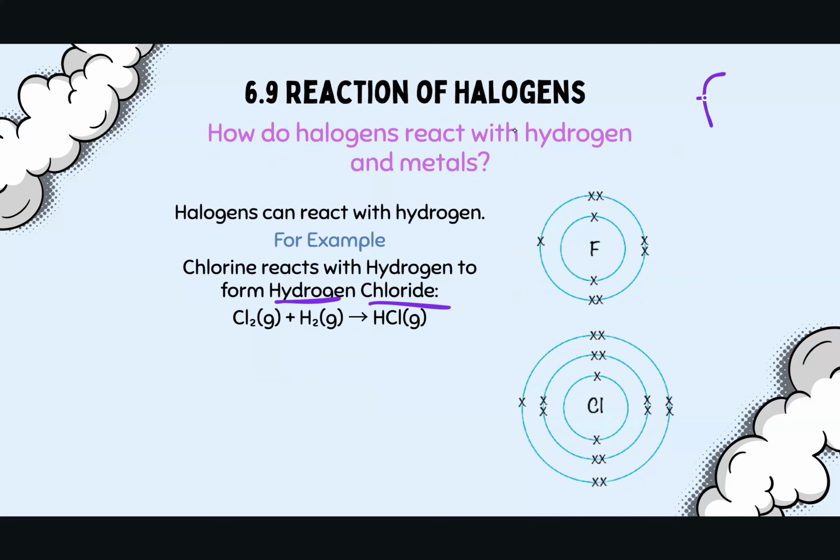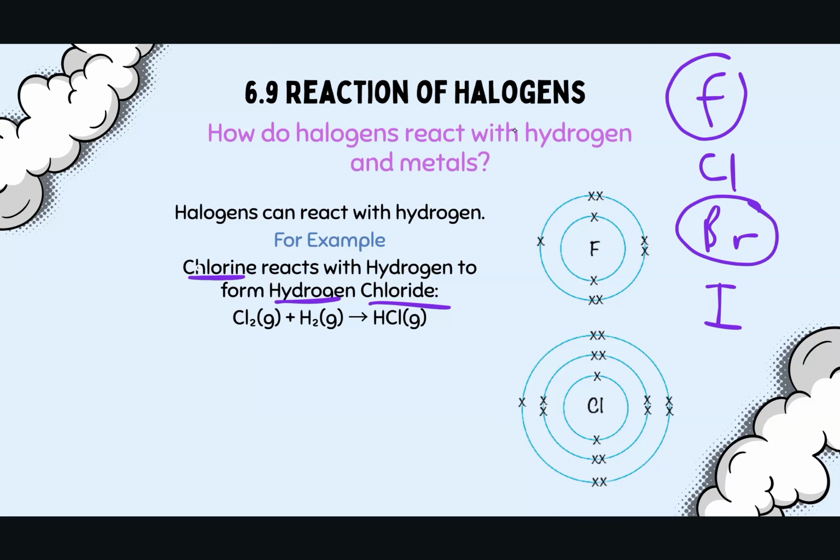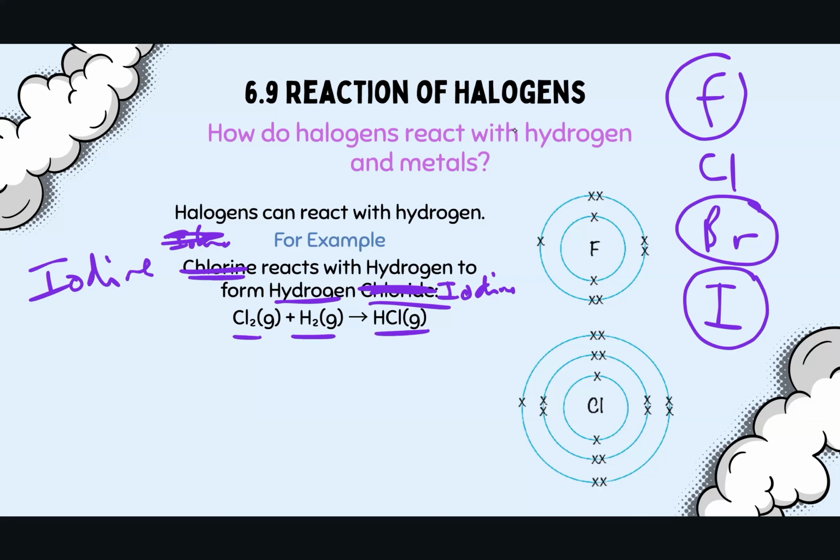So we've got fluorine, chlorine, bromine, iodine. Instead of chlorine, we react bromine. It's going to make hydrogen bromide. Fluorine reacts with hydrogen to make hydrogen fluoride. Instead of chlorine, we use iodine. So iodine reacts with hydrogen to form hydrogen iodide. And look, Cl2 plus hydrogen makes HCl. So that means F2 plus H2 makes HF. There should be a 2 here.